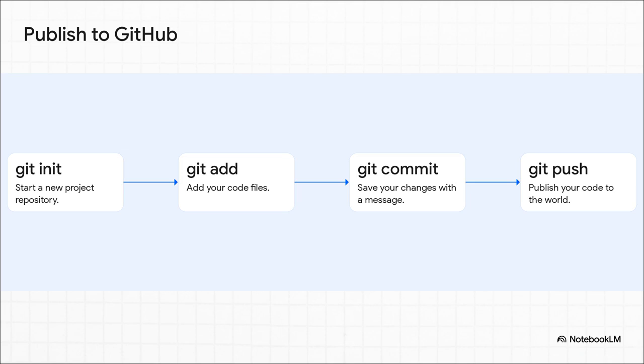Putting your code on GitHub can sound a bit intimidating if you're new to it, but it boils down to 4 simple commands. Git init is like starting a new blank cookbook in your folder. Git add is you choosing which recipes, which code files to put in it. Git commit is like writing a title for that version of your cookbook so you remember what you did. And finally, Git push, well, that's what sends it out for the whole world to see.